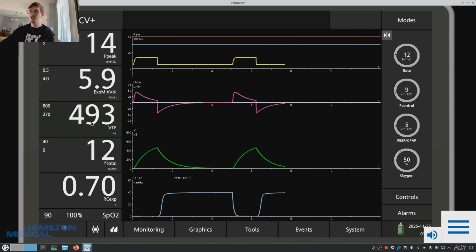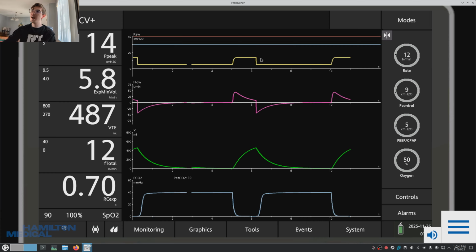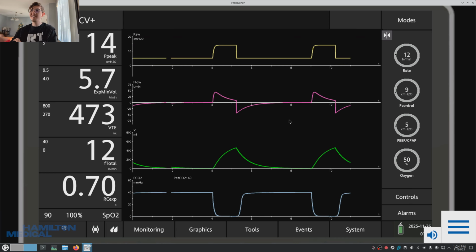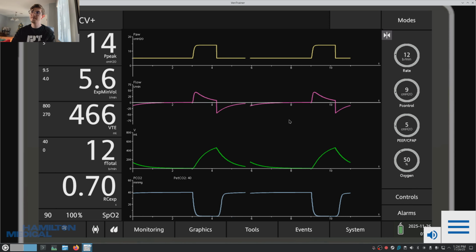What is that? Close to 500. Close-ish. Now, what's happening here? Our peak pressure is a lot lower. Right? Peak pressure is a lot lower. Now look at our flow waveform. It's decelerating, but it's not quite decelerating like the way it was in volume control, right?